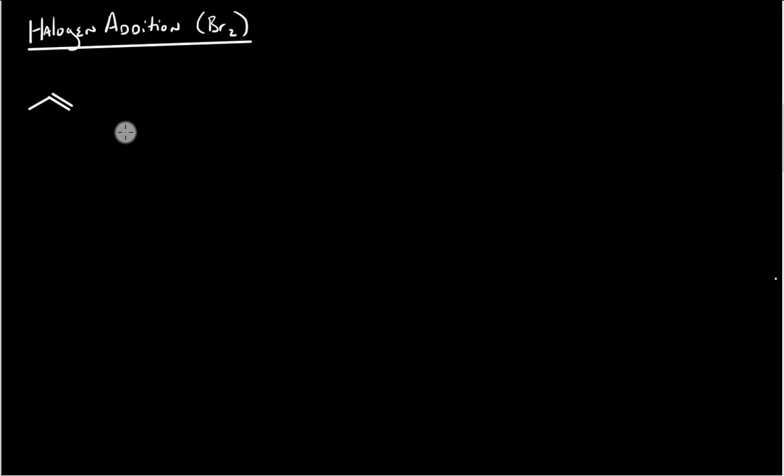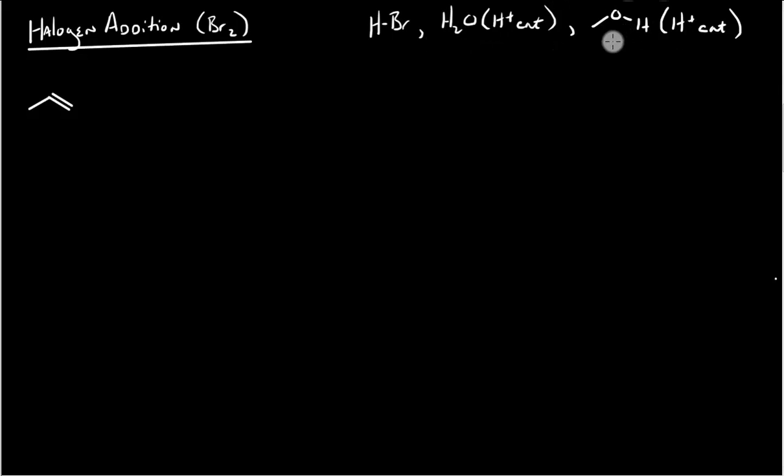Up to this point, the only things we've really reacted alkenes with have been HBr, acid catalyzed water addition, so H plus cat, and then the last thing we did, which is a very similar thing, methanol with H plus cat. So up to this point, we've done 3 different types of additions on alkenes: HBr, H2O, and some kind of alcohol. Water and alcohol both had to be acid catalyzed.